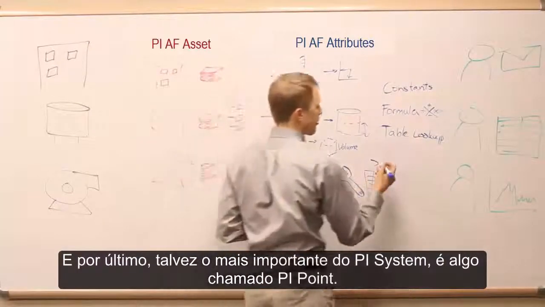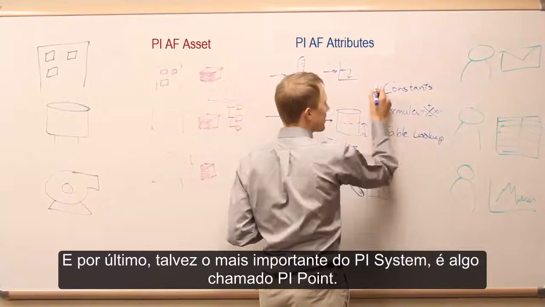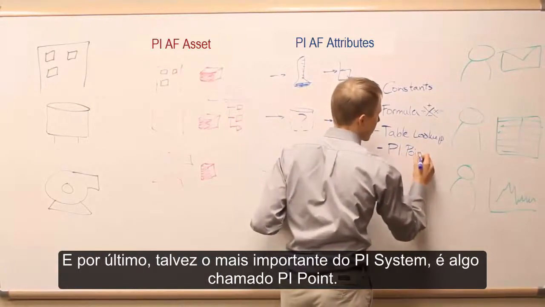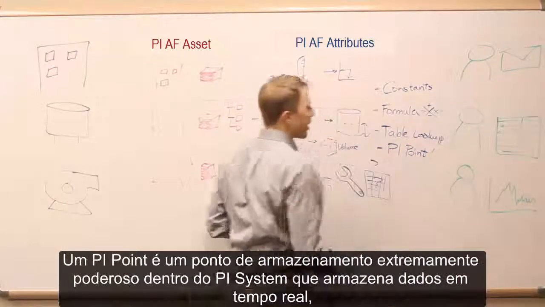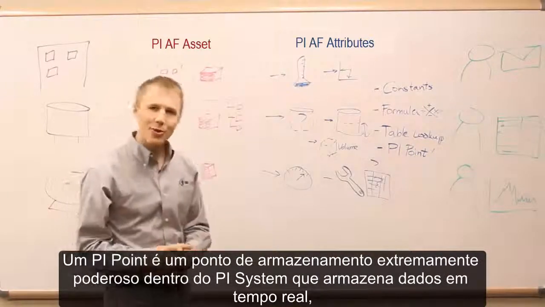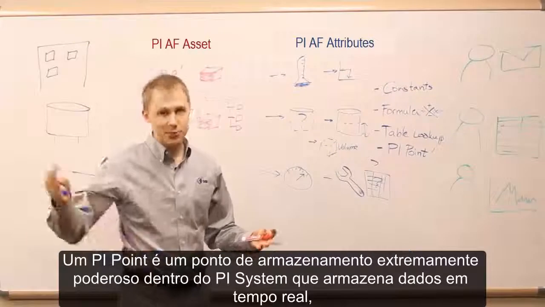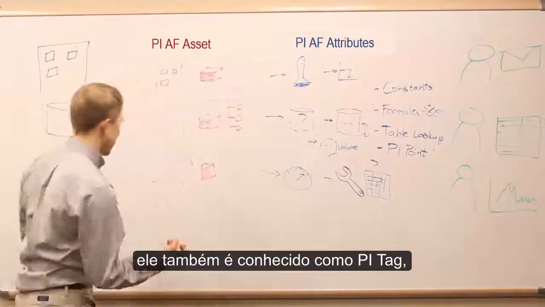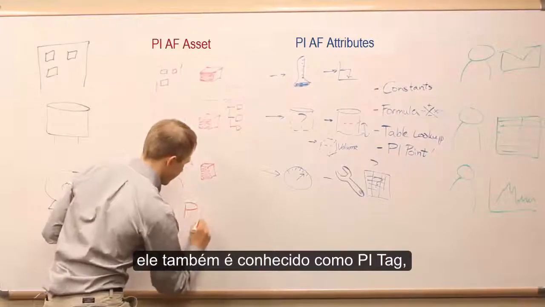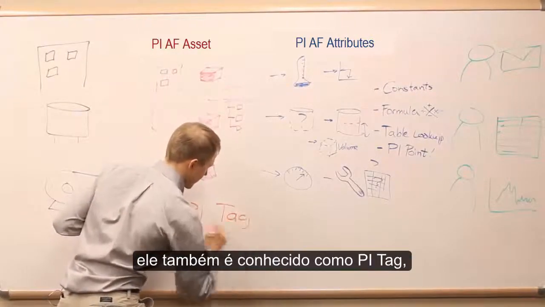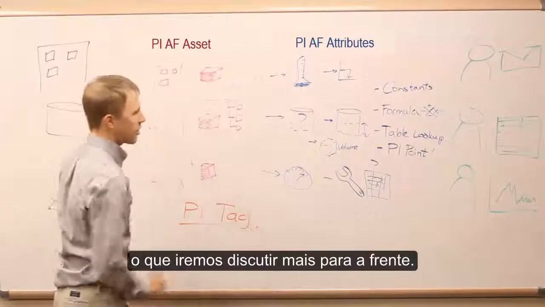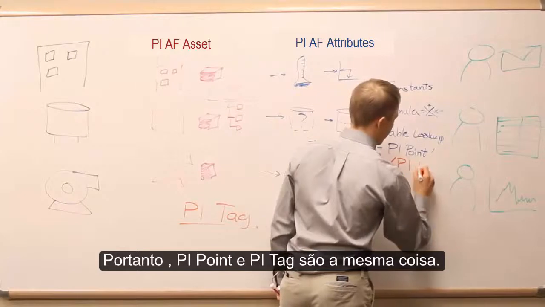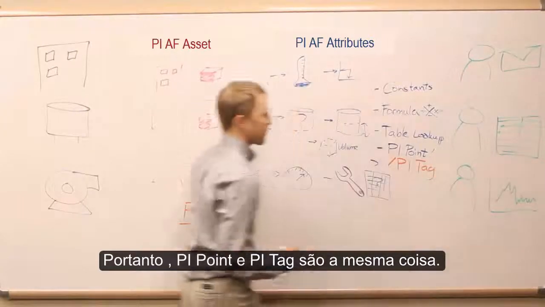And then lastly, and perhaps most notably for the PI System, is something called a PI Point. And a PI Point is the super duper storage point for the PI System that stores real-time data, also known as a PI Tag. Okay, which I'll talk about in just one moment. So a PI Point and PI Tag, they're the same thing.